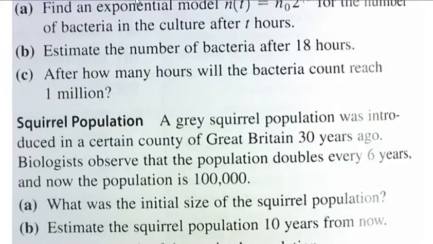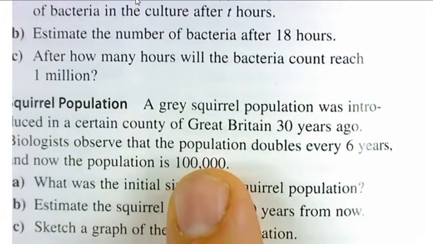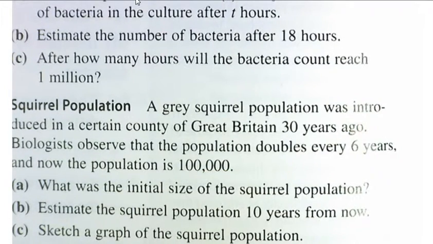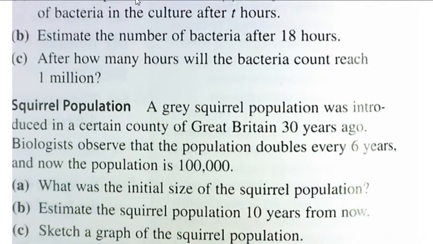It's not the only model that you can use for exponential growth. We'll look at other ones. But let's take a look at some of the applications here. We'll start out with a squirrel population for problem number 3. So I'm accidentally doing one of your homeworks. That's okay. A gray squirrel population was introduced into a certain county of Great Britain 30 years ago. Biologists observed that the population doubles every 6 years. The population now is 100,000. What was the initial size of the squirrel population?